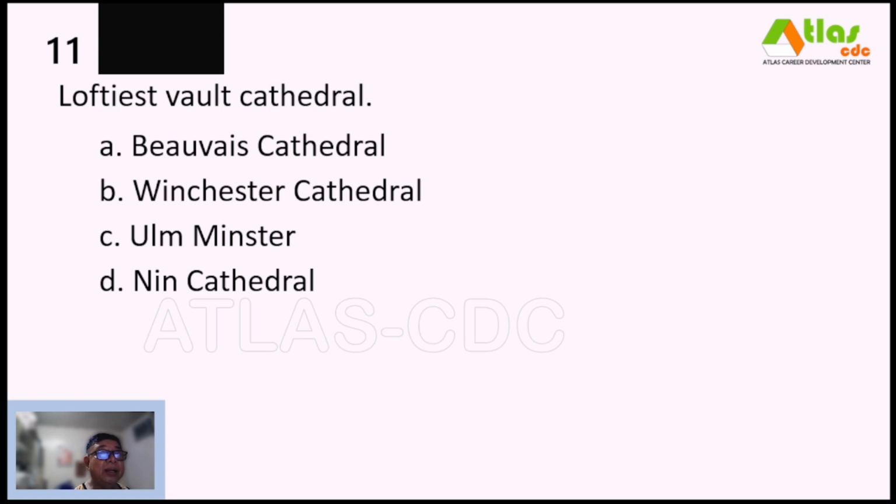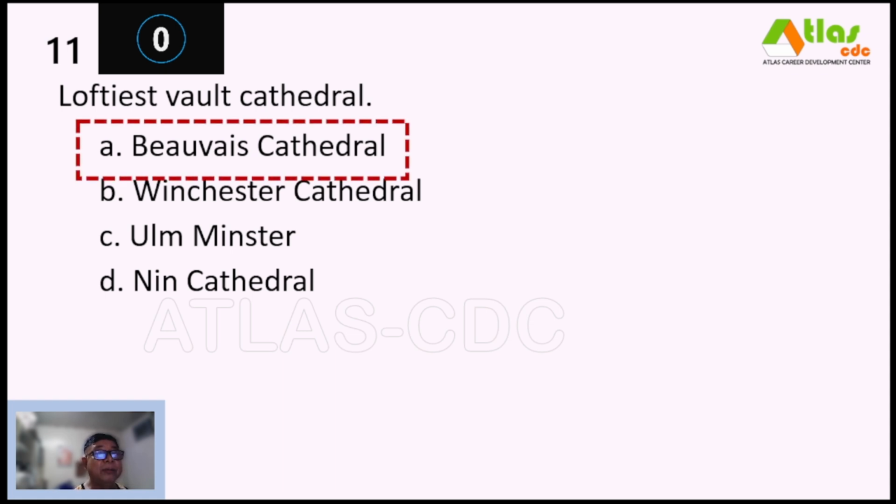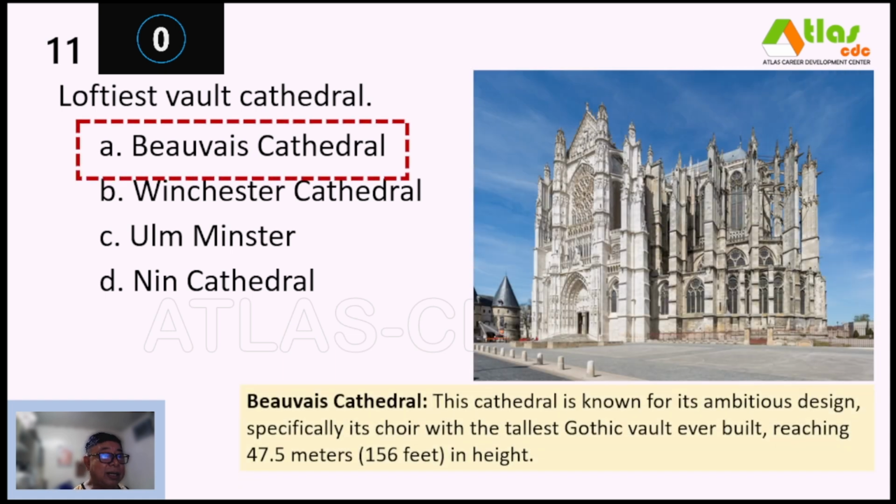Number 11, the loftiest vault cathedral. A. Bauhaus Cathedral, B. Winchester Cathedral, C. Ulmminster, and D. Nin Cathedral. And our correct answer is letter A, Bauhaus Cathedral. So this cathedral is known for its ambitious design, specifically a square with the tallest Gothic vault ever built, reaching 47.5 meters or 156 feet in height.